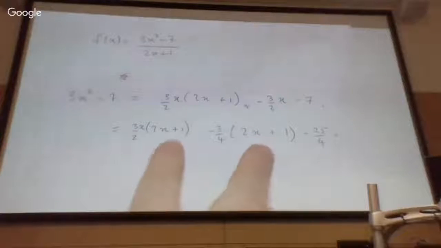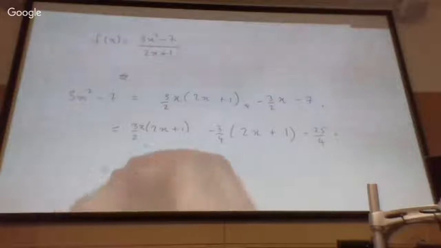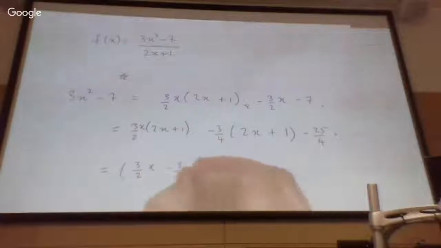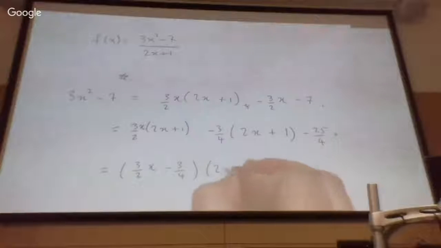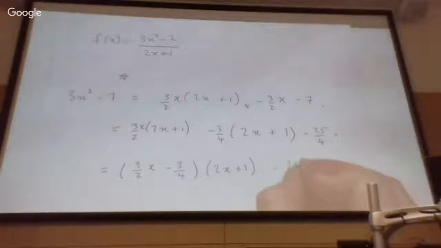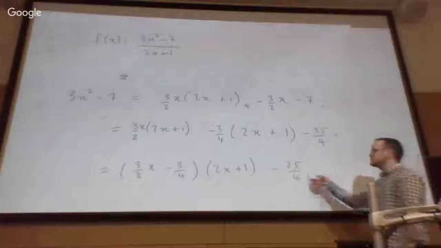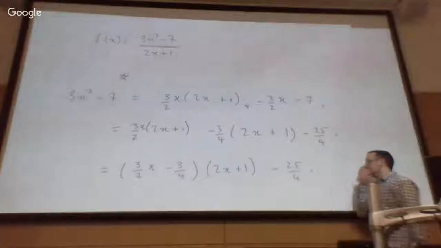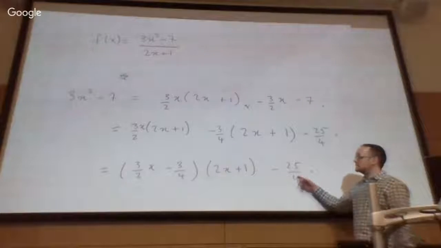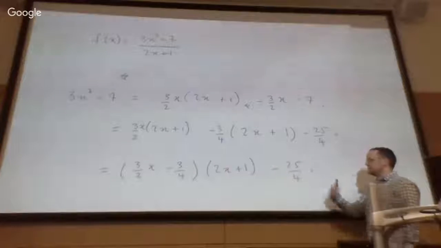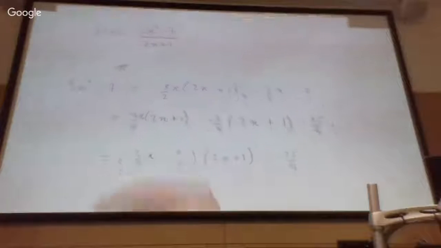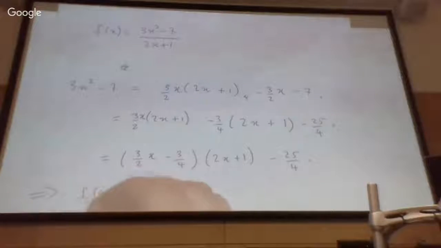So now, because I've got these two multiples of 2x plus 1, I can package those up together. This is 3 over 2 x minus 3/4 times 2x plus 1, with this remainder of minus 25 over 4. I should stop there. I won't be able to do any further division by 2x plus 1, because this is just a constant here. So you'd have to start involving 1 over x's and stuff, but I don't want to get into that. So that allows us to write f of x.